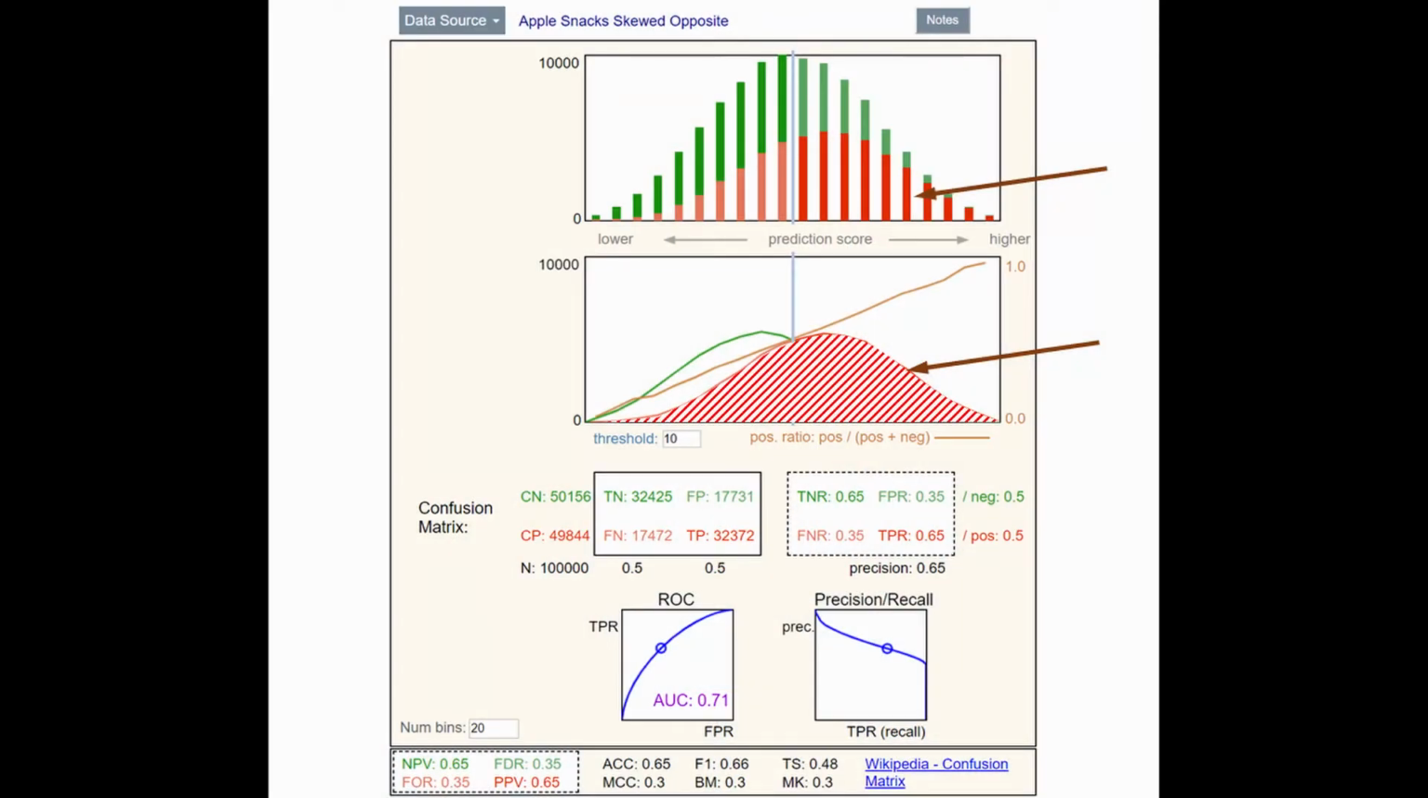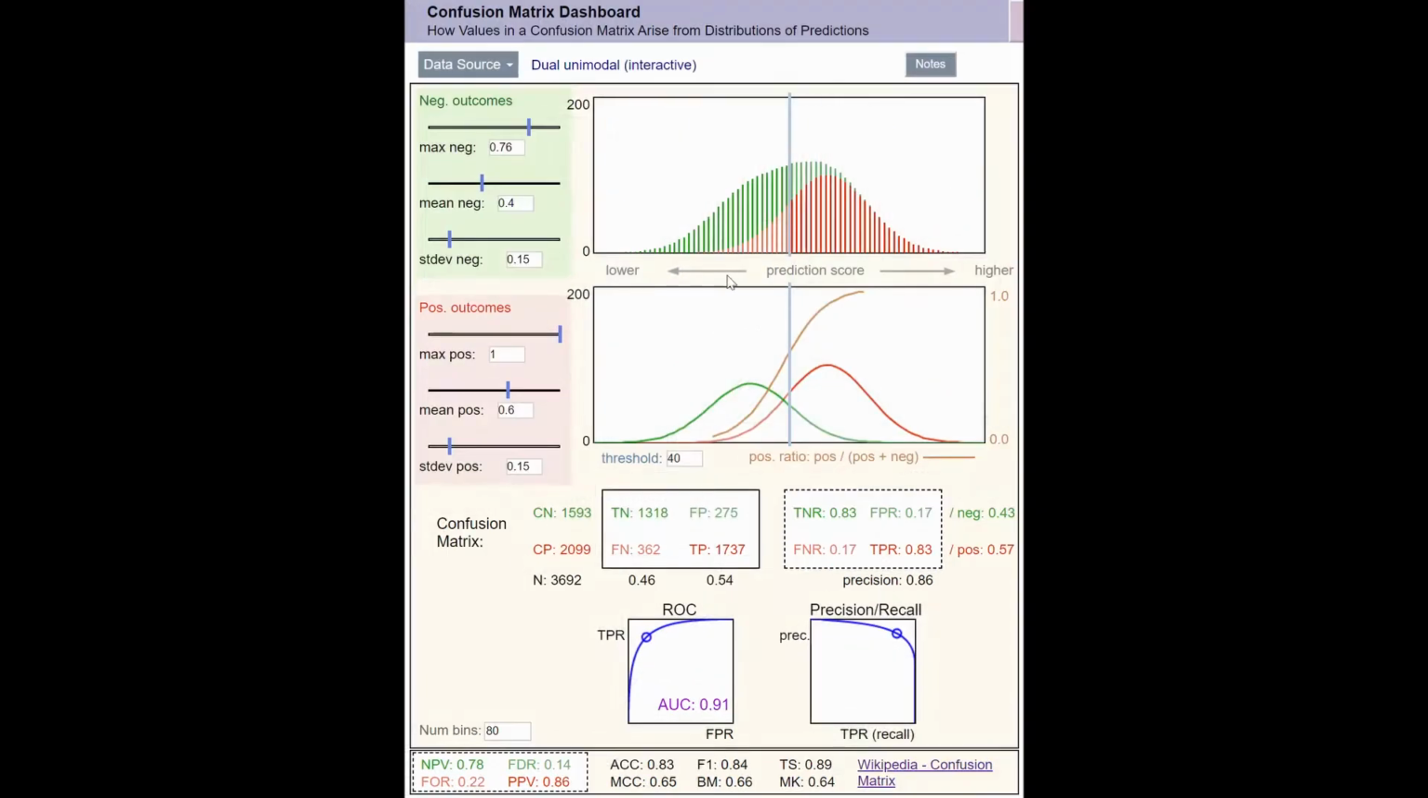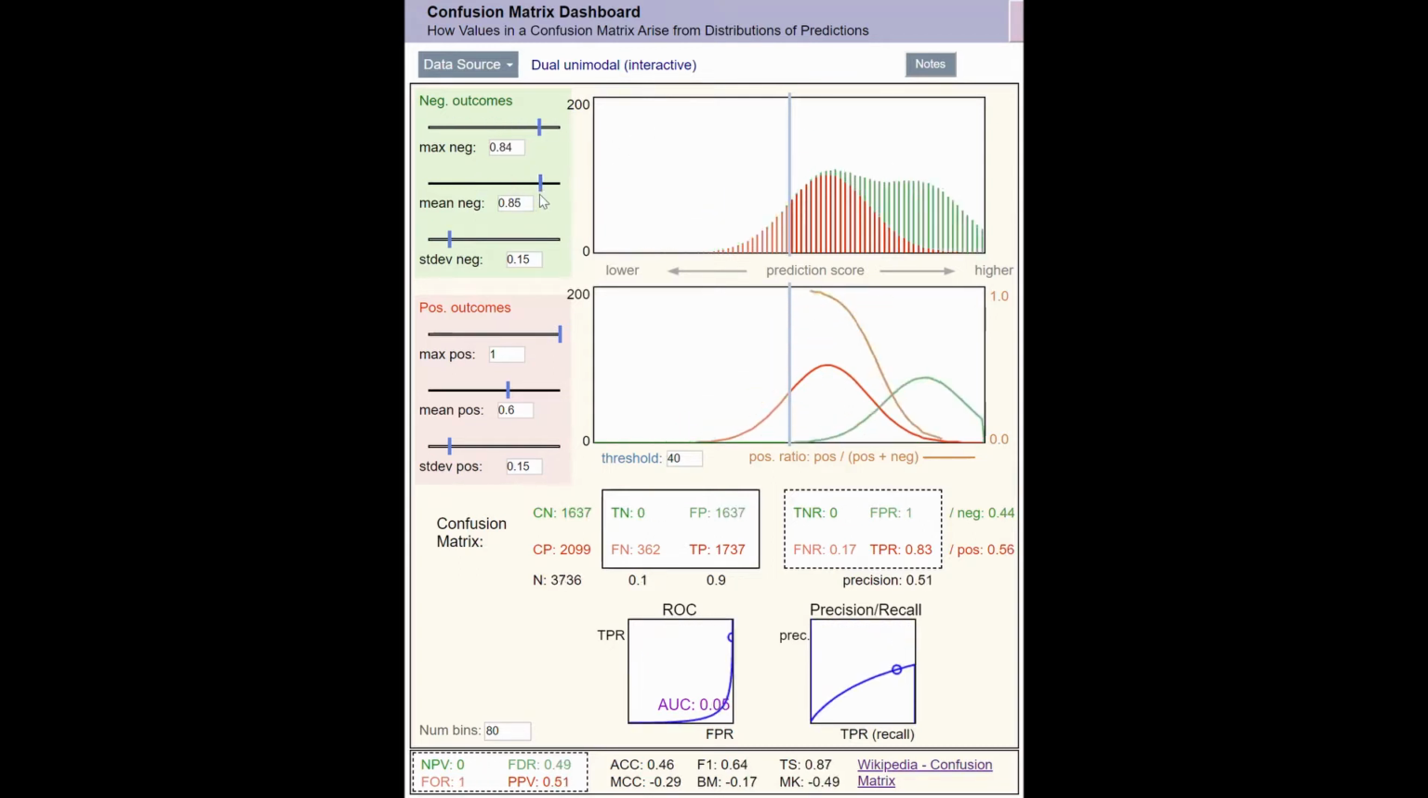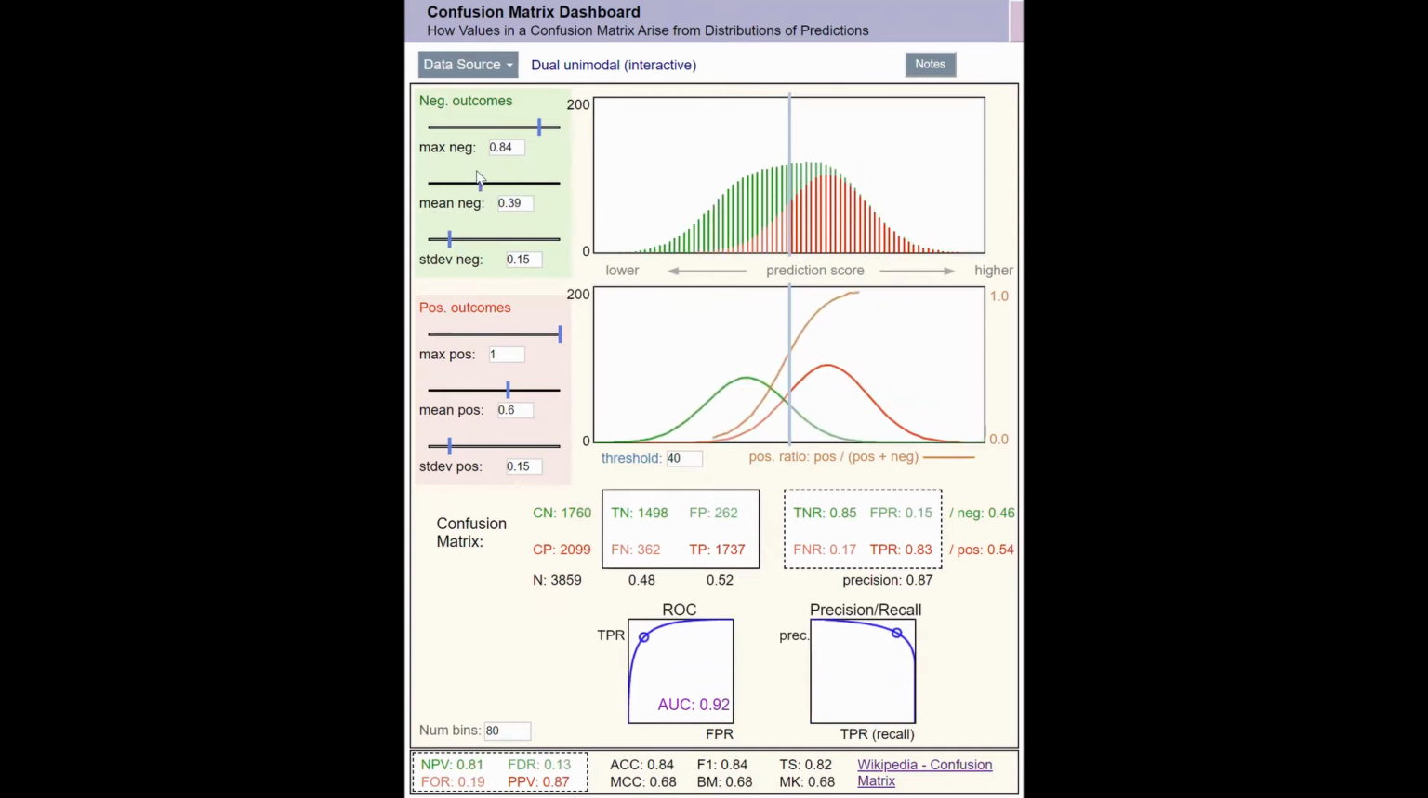The confusion matrix dashboard provides two synthetic generators with adjustable sliders to control distributions of positive outcomes in red and negative outcomes in green. The horizontal axis is prediction score. The dual unimodal distribution puts positive outcome events and negative outcome events in bell curves. Use the sliders to adjust the heights of the curves, their locations along the prediction score axis, and their widths.